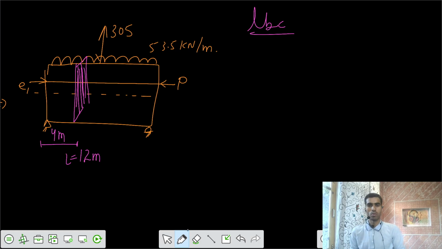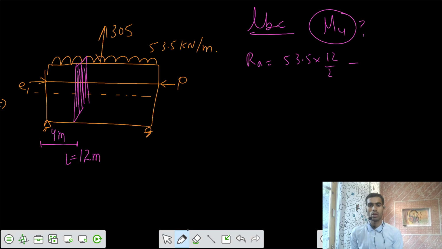Let's go for the calculation of moment. I need the moment at 4 m. So can you calculate the reaction at A? Reaction at A would be 53.5 into length of 12 divided by 2, and since this is an upward load, the reaction would be downwards, 305 divided by 2. So 53.5 into 12 by 2 minus 305 by 2, this is 168.5 kilonewton reaction.